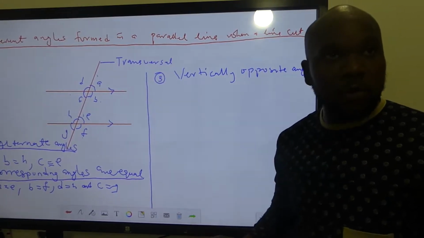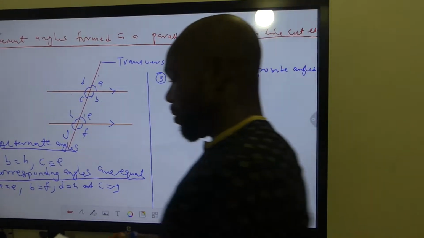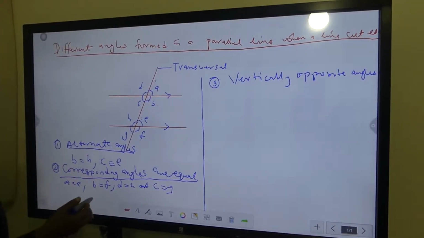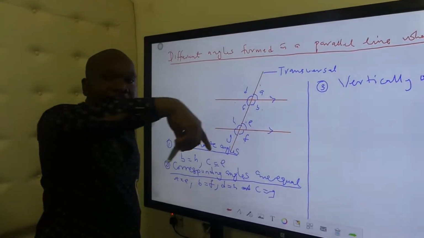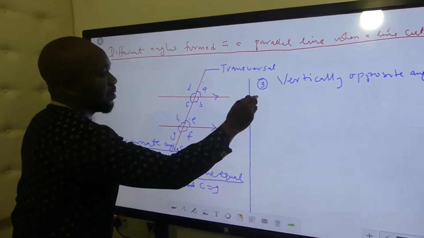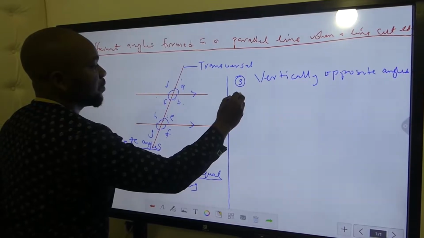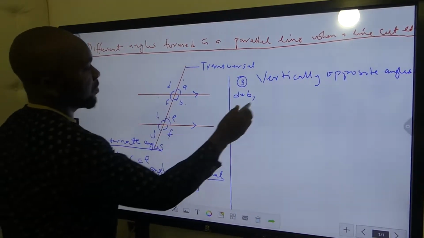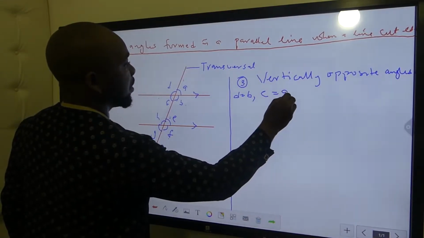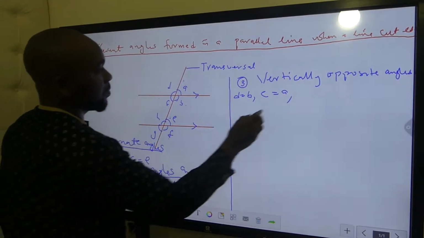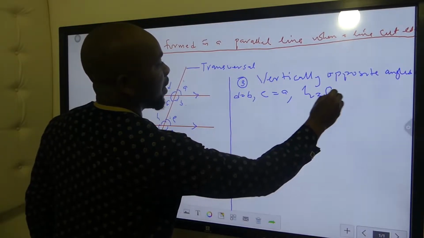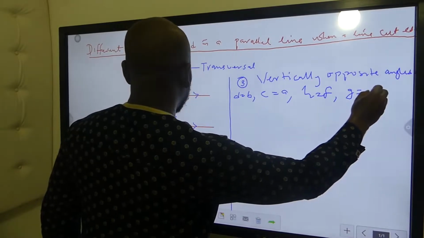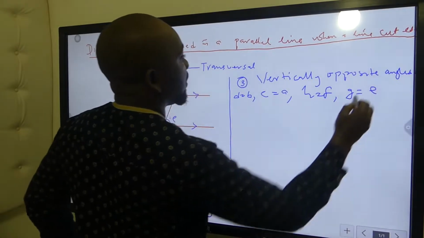We call it vertically opposite; the angles are equal. I have told you what I mean by vertically opposite. I said that D is equal to B, C is equal to A, H is equal to F, and finally G is equal to E.